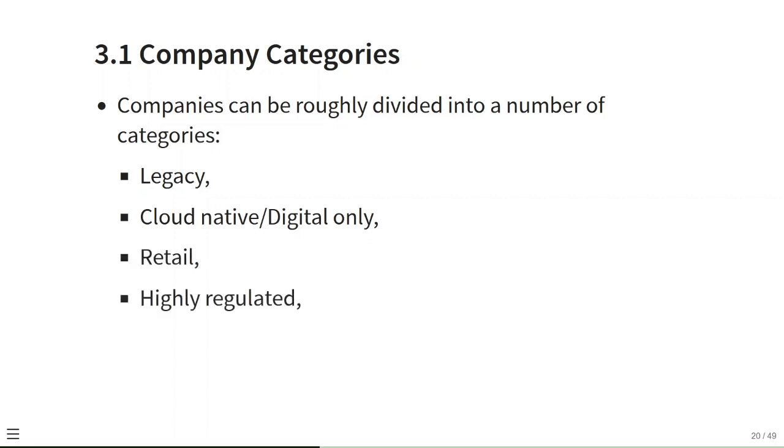Companies can be divided into a number of categories, a rough division of categories: the legacy companies, the cloud native or digital only companies, the retail companies, the highly regulated companies, the small companies, and the large companies. And we will be taking a look at some examples of the different processes and what defines these companies.